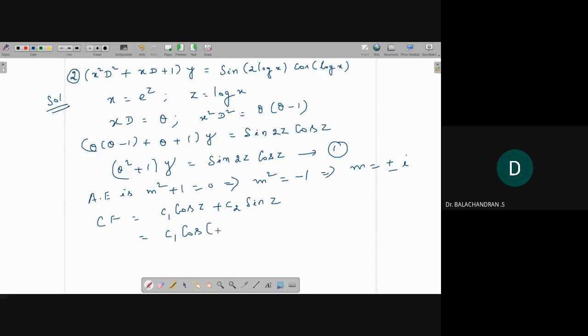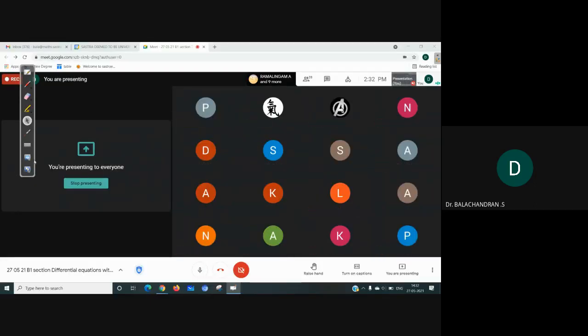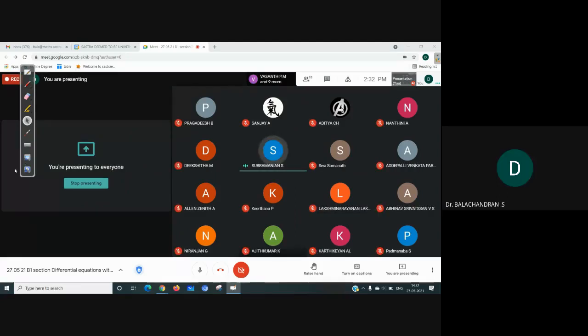Okay, so convert in terms of x. Cos z is cos of log x, plus c2 into sin z, that is sine of log x. Okay, this is the CF, complementary function. So now the particular integral. How to proceed with the particular integral? The right hand side we have sine 2z cos z. Type 2, sir. Sorry, type 2 is correct. So you should use the trigonometry result 2 sin A cos B, which gives sin of A plus B plus sin of A minus B. I think you predicted type 2, that is correct.